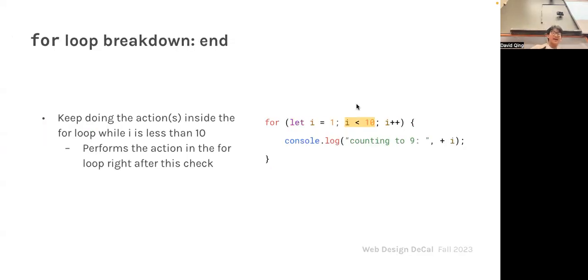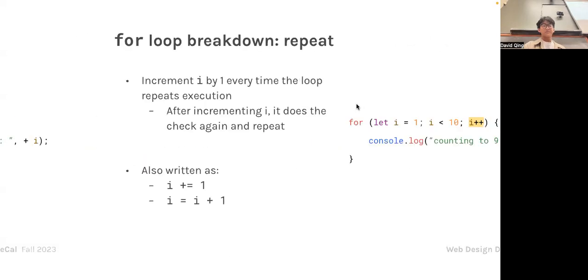We give it an end condition, which says that we keep doing the actions inside of the for loop as long as i is less than 10. So it'll perform the action in this for loop right after this check.